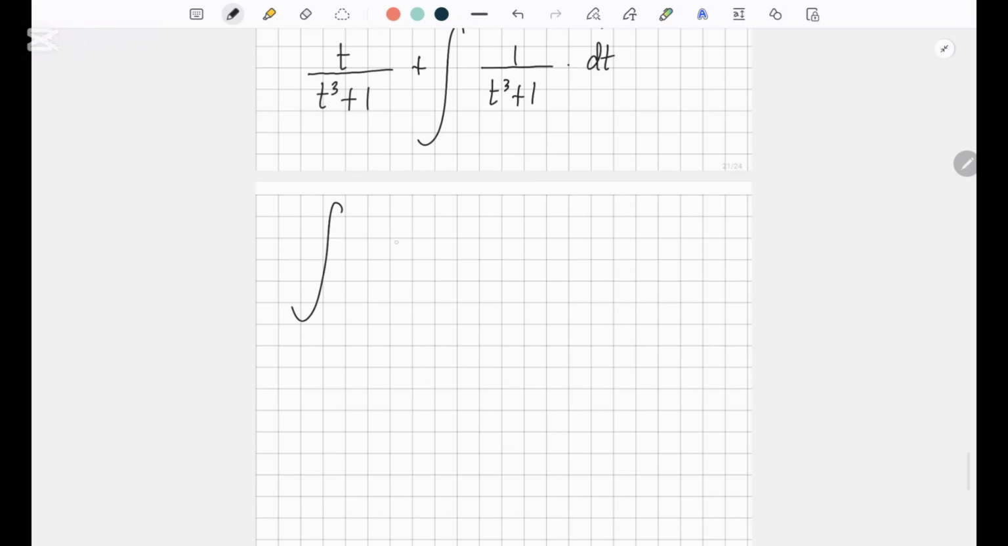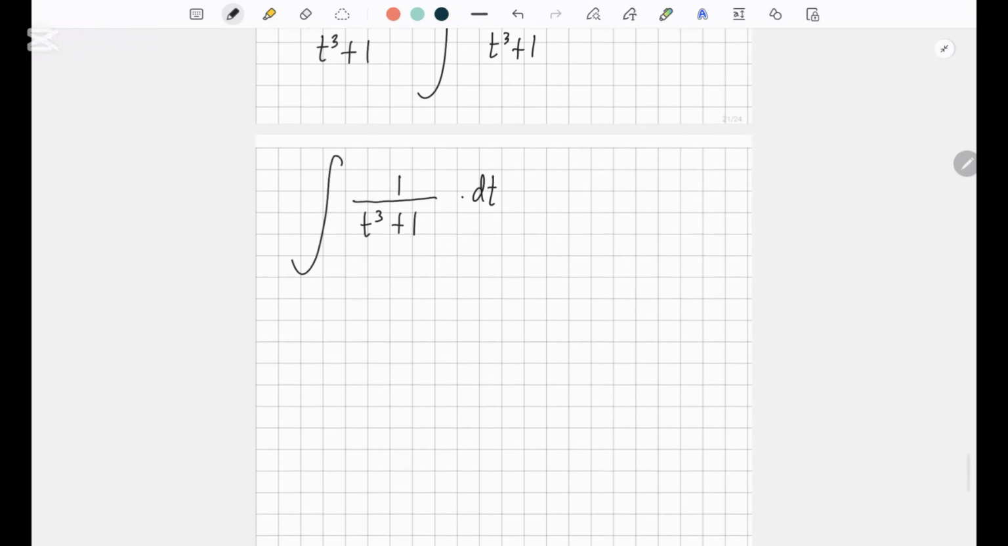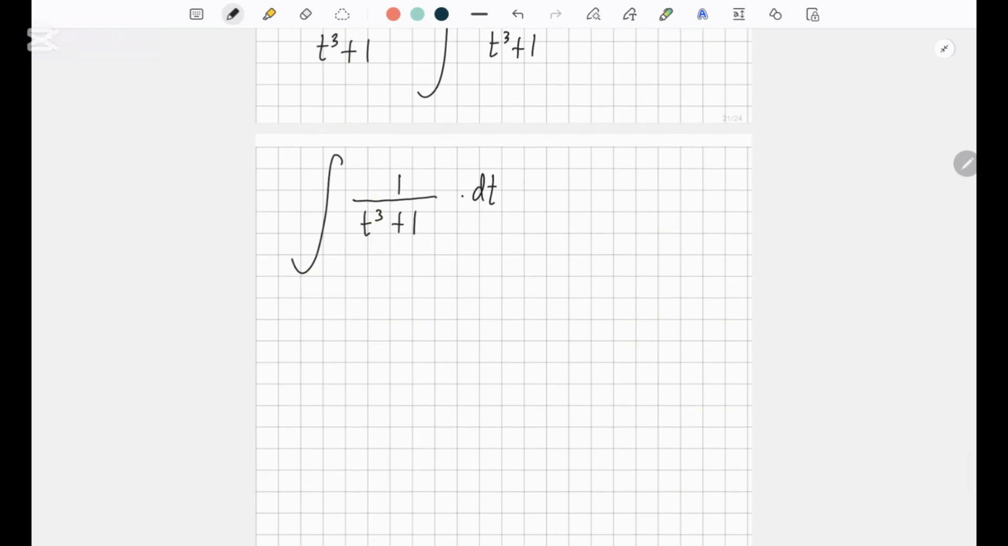Now when integrating 1 over (t to the power 3 plus 1) dot dt, what are we gonna do? We'll have to take partial fractions, right? We'll have to write 1 over (t to the power 3 plus 1) in partial fractions. First, we'll have to find the factors of t to the power 3 plus 1. So if you substitute t equals minus 1, you'll see that you'll get 0, right? Meaning t plus 1 is a factor. So if you divide t to the power 3 plus 1, I'll write it like this.